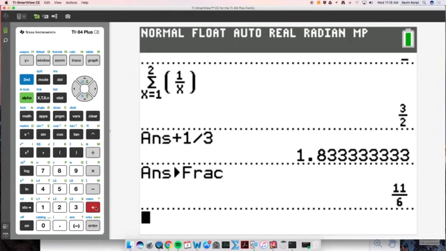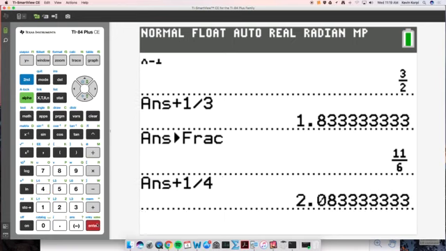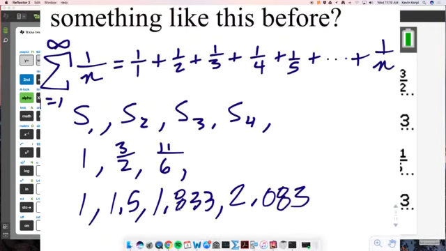And now for the next one, I'm just going to say plus, what am I adding now? The next term, which is a 1/4. So my sum is getting larger. It's an aggregate sum, 2.083. I'm writing these down. You can't see it, but I'm kind of listing right here the sequence of partial sums.